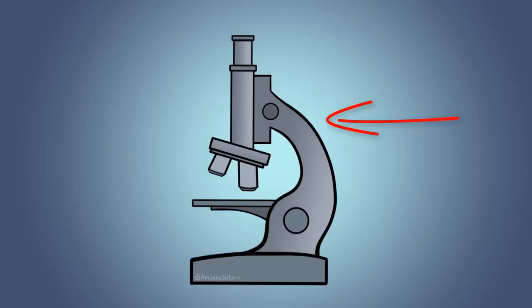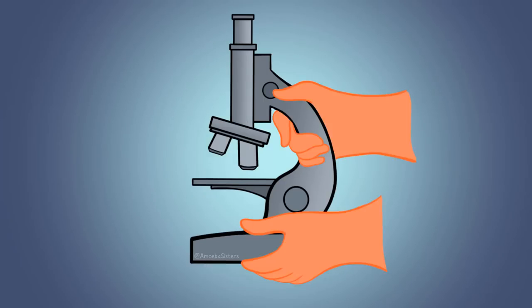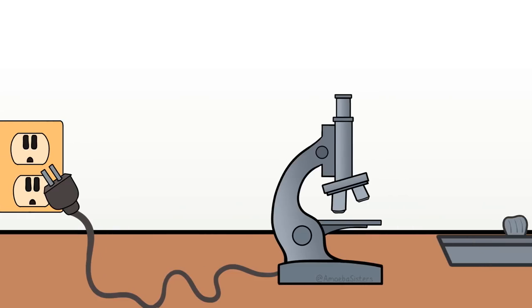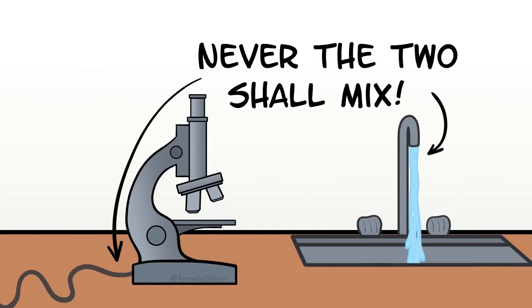This is the microscope arm and the base. Whenever you pick it up, you want to make sure you have one hand underneath, supporting the base, and the other hand holding the microscope arm. Since it plugs in, you want to make sure there isn't water around it.